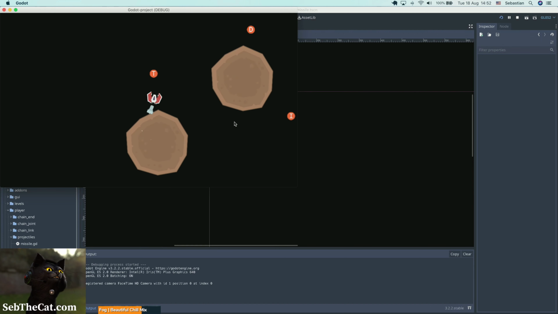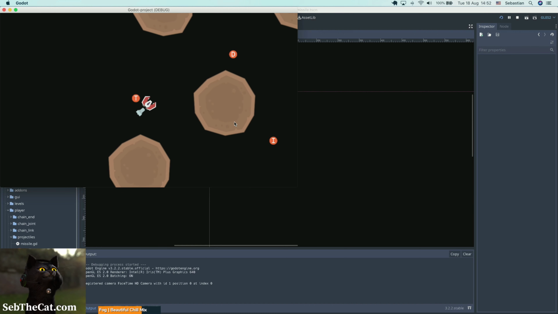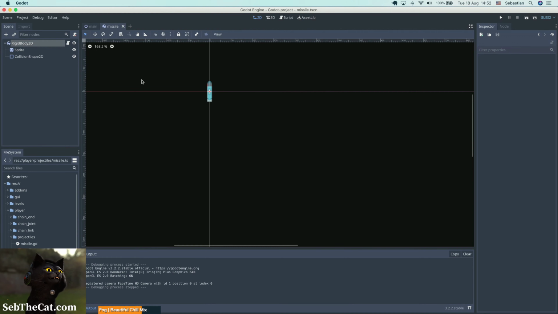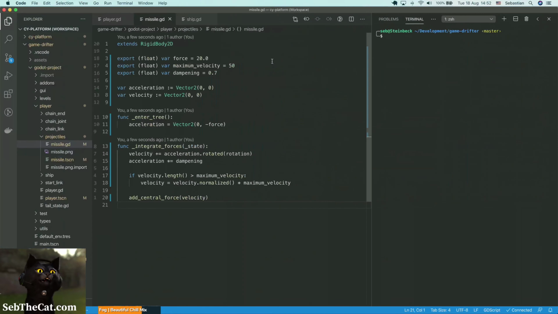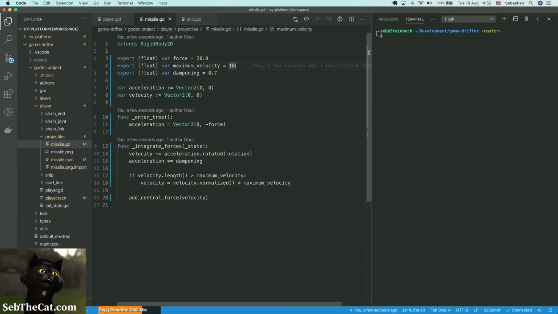So the maximum feels a little bit too high. So I'm going to bring that back down. Let's say, just be silly and put it at a 10 and see. I have a feeling, let's just have a look at what this velocity is getting to.